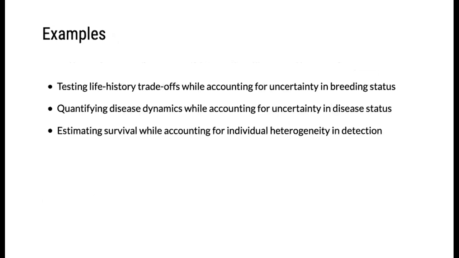In this class, I'm going to use three examples to fix ideas and illustrate the use of multi-event models. The first example is about testing life history trade-offs while accounting for uncertainty in the breeding status. The second example is about quantifying disease dynamics while accounting for uncertainty in the disease status. The third example, a bit different from the other two, is about estimating survival while accounting for individual heterogeneity in the detection process, in the observation process. So let's start. First example, life history trade-offs.